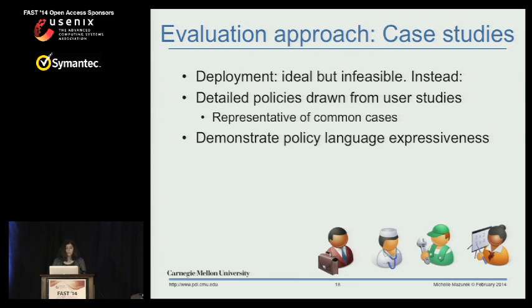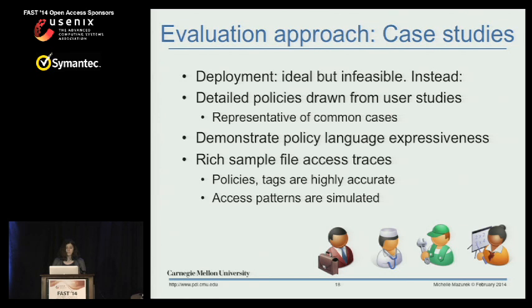And by starting from these detailed policies, we create a rich set of sample file access traces. The information in these traces, which is from the point of view of the content owner, is highly accurate. Things like policies, tags, and content come directly from our user studies. On the other hand, our studies didn't deal directly with the perspective of the people accessing the content, and so the access patterns are simulated, drawn from information from the HCI literature.